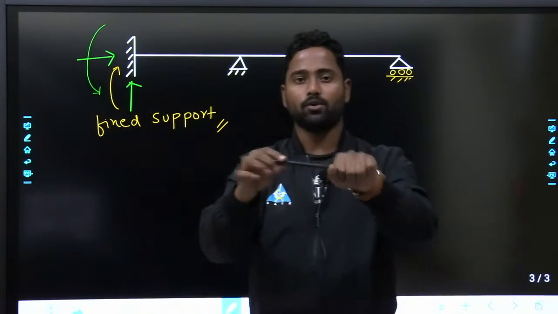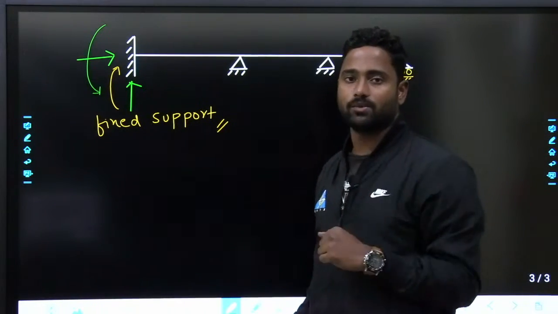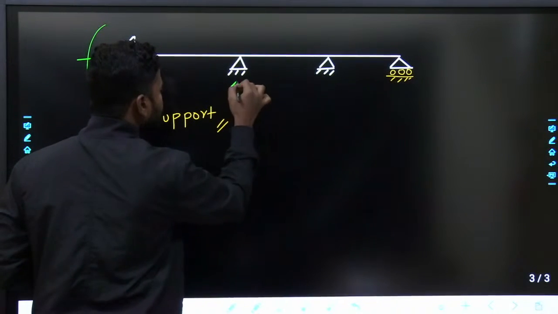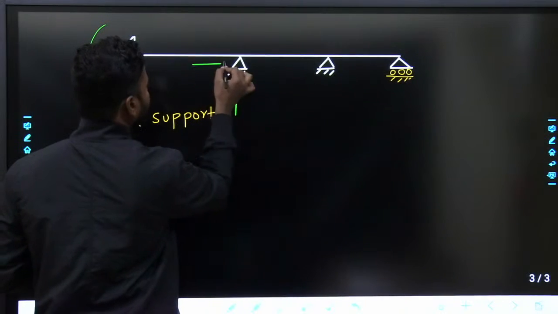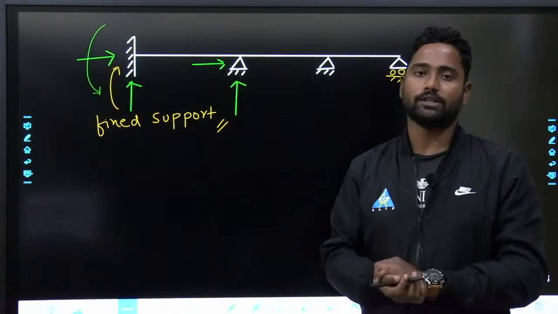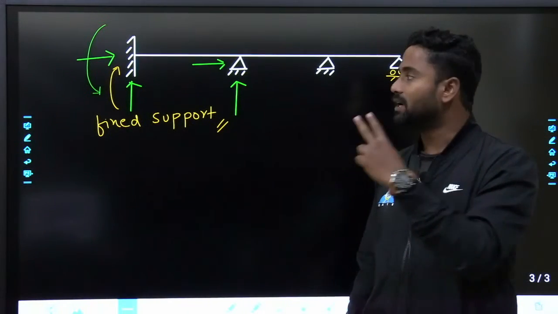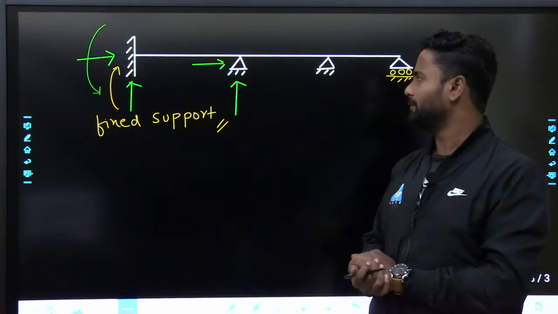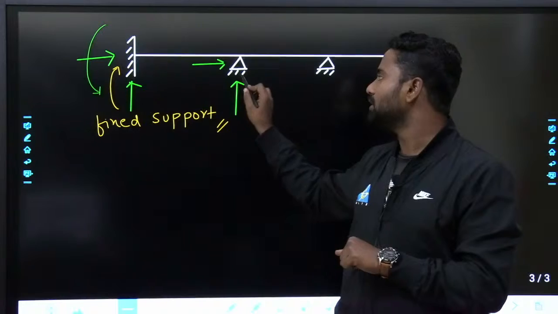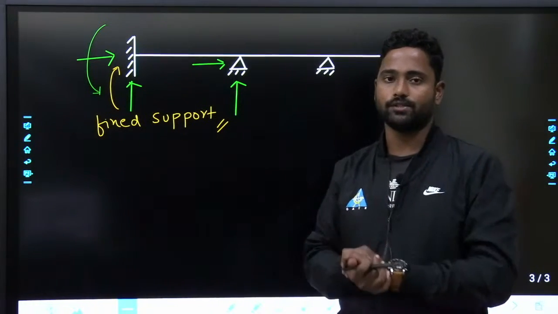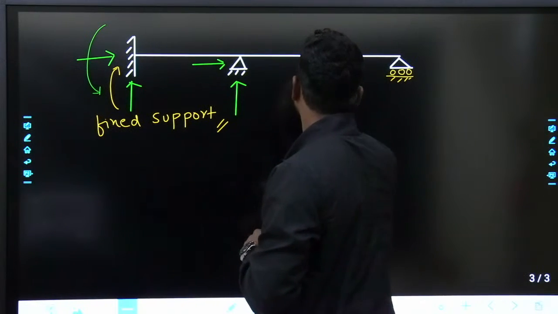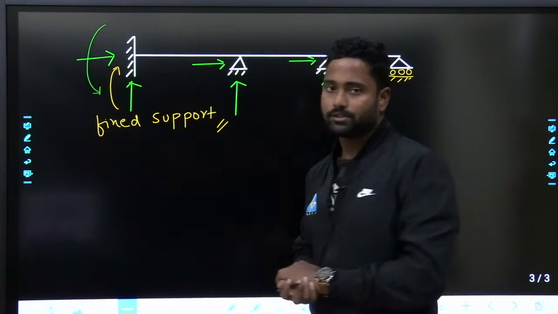So rotation is available over there. That means here 2 reactions will develop. First one is vertical reaction, something like this. Second one is horizontal reaction, something like this. There will be a vertical reaction and a horizontal reaction over here. 2 reactions will develop at the hinge support. Generally, I am not discussing moment here, but at hinge support there will be 2 reactions. Fine. Now here also hinge support, I will consider there will be 2 reactions.